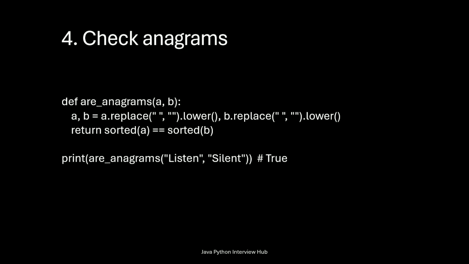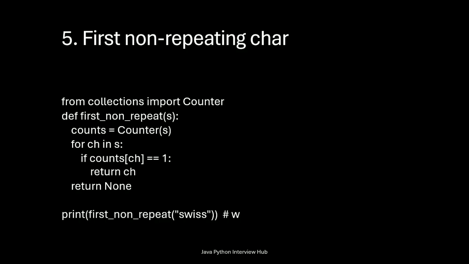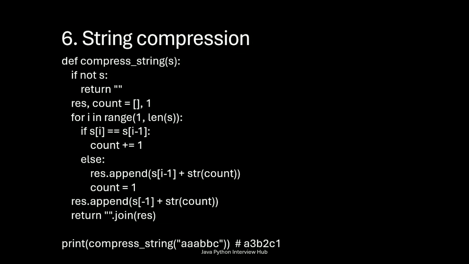Next is check anagrams. See, very simple and minimal code. Python gives you very short code compared to other programming languages. Fifth one is first non-repeating character, meaning the unique character. Here in Swiss, the first non-repeating character is what? W. Second is I, but the first one is W. So this particular function will give you W.